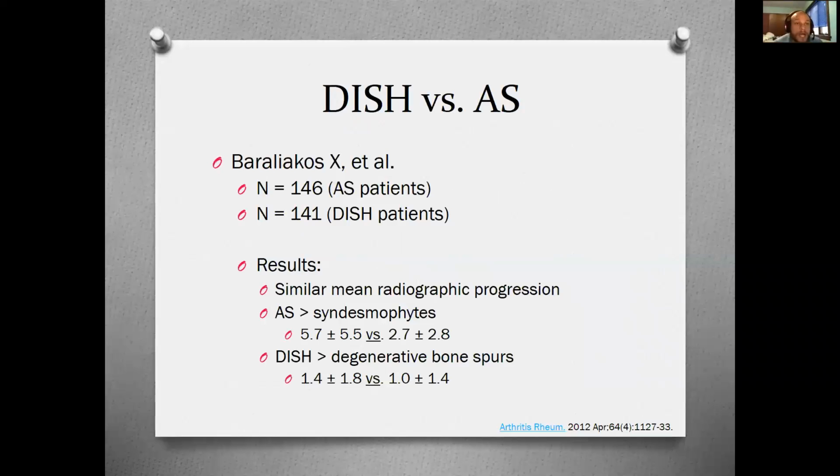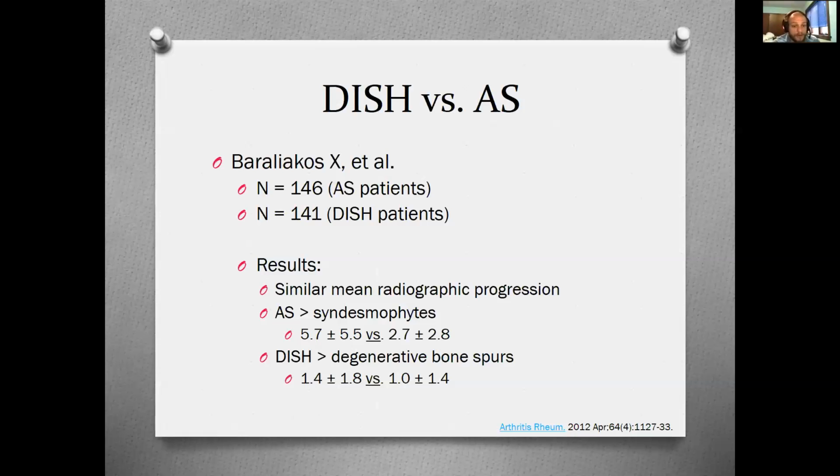And as far as x-rays and determining the progression of these disorders, they both seem to progress similarly. It was speculated that one might be worse than the other as far as the progression goes. They were actually expecting ankylosing spondylitis to be worse, but what they found is over time, they actually both progress in a very similar fashion. One thing that was found is that ankylosing spondylitis patients were found to have more syndesmophytes.